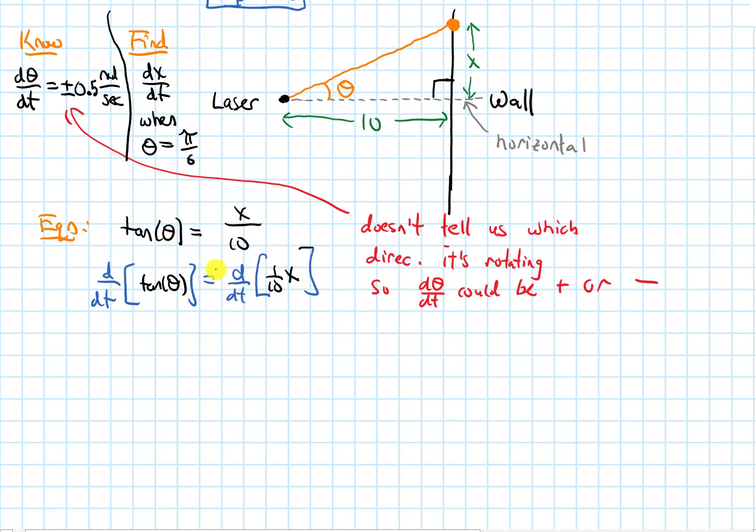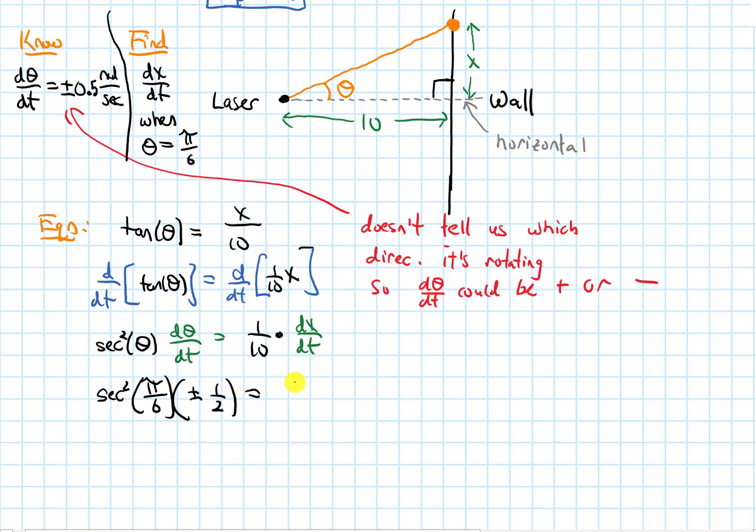All right, so with implicit differentiation, the derivative of tangent of theta starts off with secant squared, because I take the derivative of the tangent. Then I have to multiply by the derivative of the inside, that theta, which is going to be d theta dt. That's equal to, on the other side, 1/10 multiplying the derivative of x, which is dx dt. Now we can plug in what we know. So we get secant squared of this angle, pi over 6, times d theta dt, which is either plus or minus a half, 0.5 is a half, and that equals 1 over 10 dx dt, and I want to know dx dt.